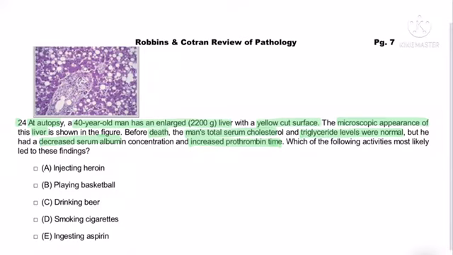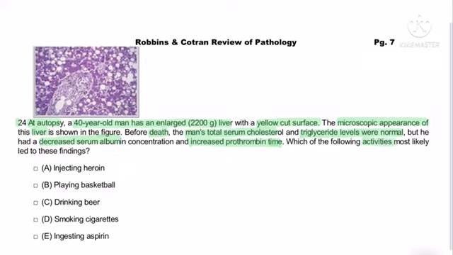There may be development of liver cirrhosis or hepatic failure. Because of that, there is a decrease in the serum albumin and an increase in prothrombin time, because albumin and prothrombin time are the two markers used to check liver function. If the liver function declines, there will be a decline in the level of albumin as well as an increase in the prothrombin time, because there will be no synthesis of clotting factors.